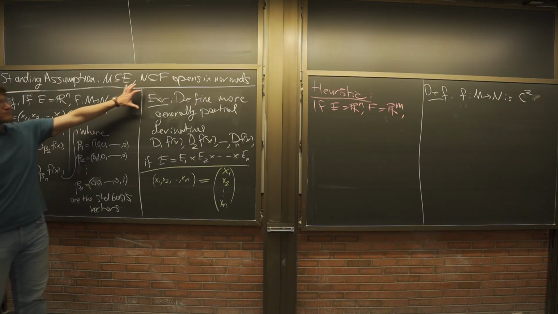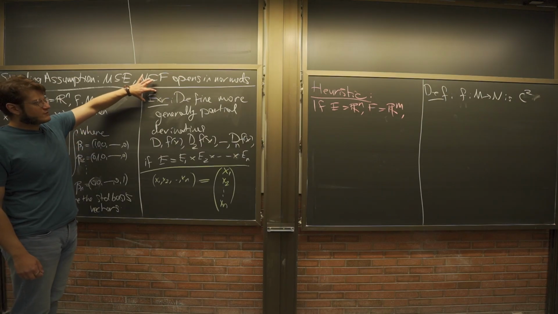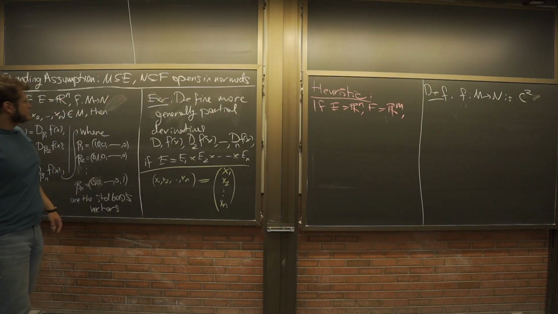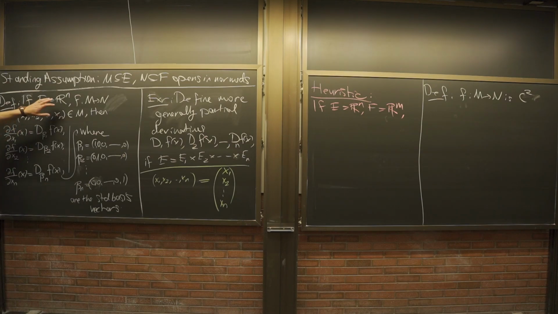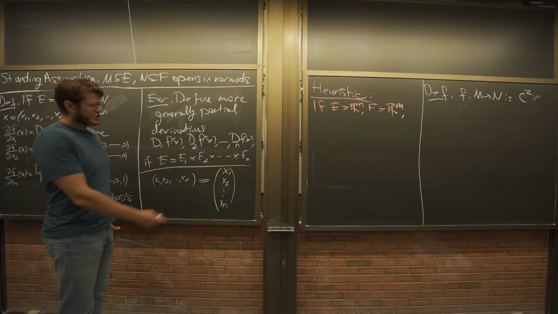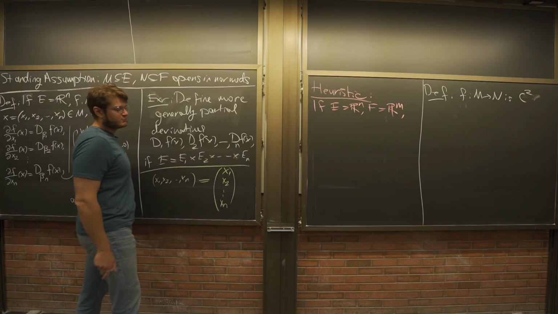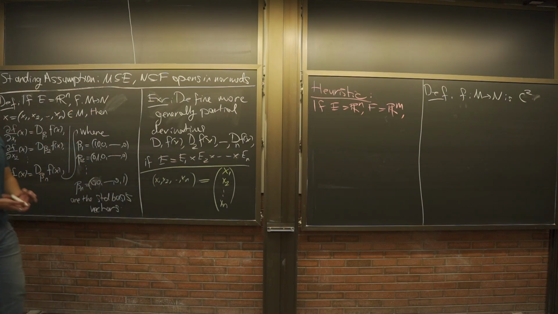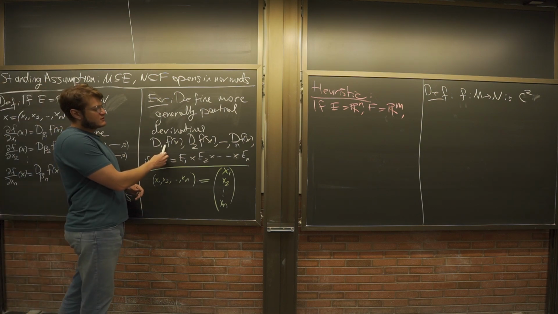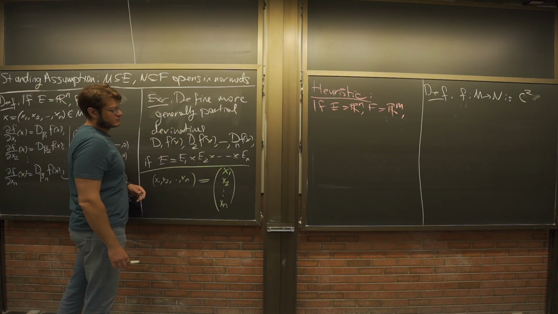Now, here's an exercise. More generally, really, instead of saying E is R multiplied by itself n times under this Cartesian product, you can just take n norm spaces and just take E to be the product norm space. And again, there is defined the partial derivatives.